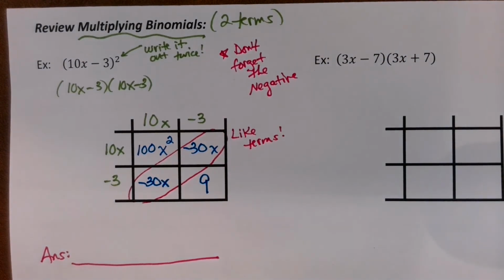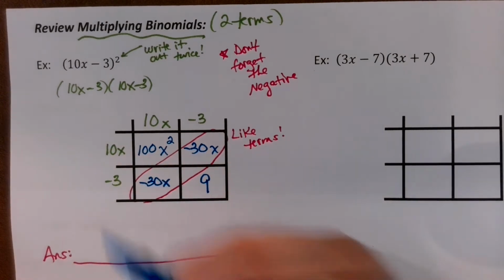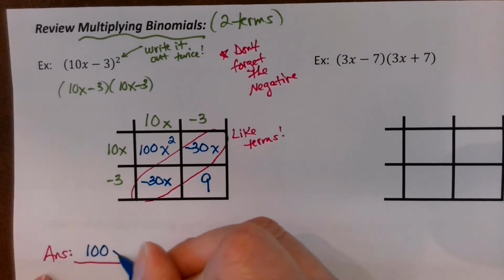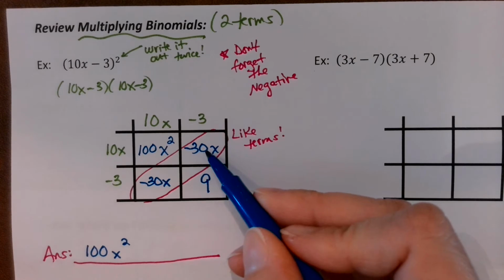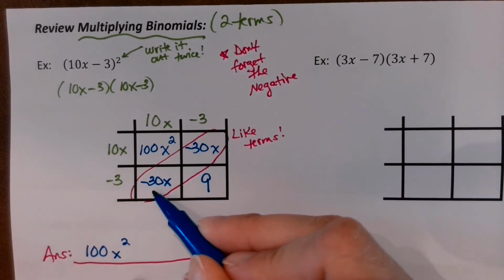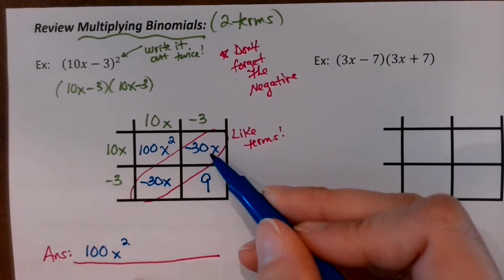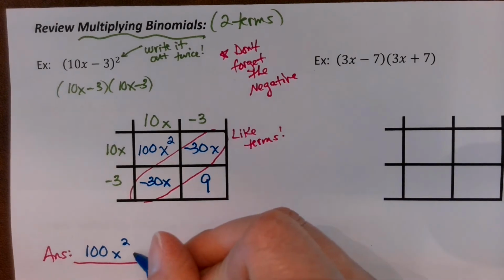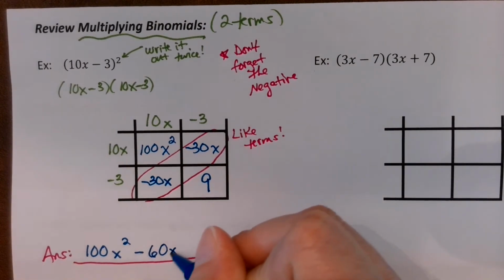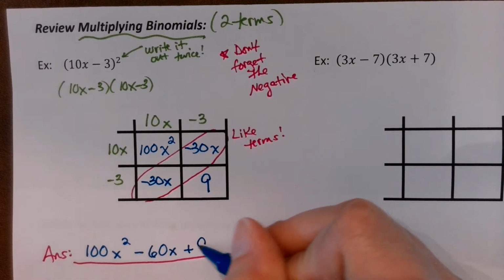The first term is simply the one with the highest power, 100x squared. Along the diagonal, negative 30x and another negative 30x combine to make negative 60x. And then we have the constant, plus 9.